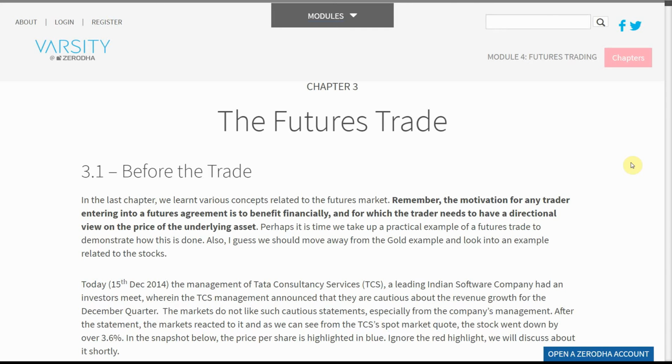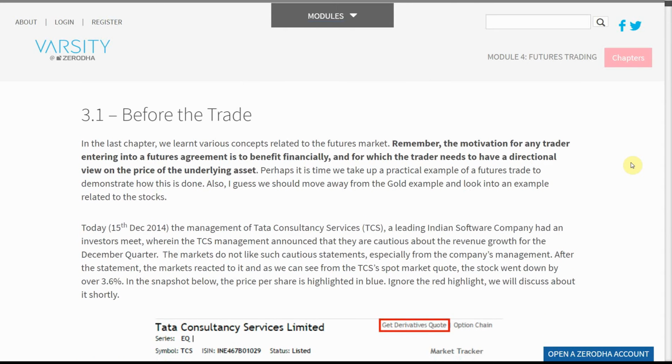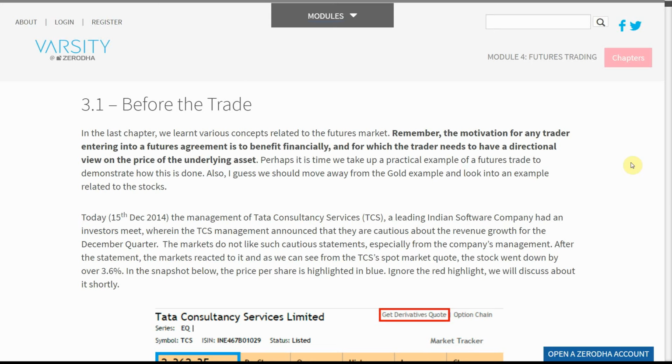Chapter 3. The Futures Trade. 3.1 Before the trade. In the last chapter, we learned various concepts related to the futures market. Remember, the motivation for any trader entering into a futures agreement is to benefit financially, and for which the trader needs to have a directional view on the price of the underlying asset. Perhaps it is time we take up a practical example of a futures trade to demonstrate how this is done. Also, I guess we should move away from the gold example and look into an example related to the stocks.